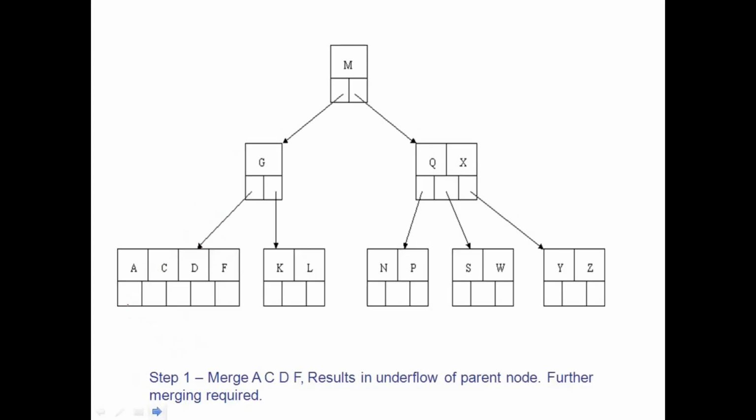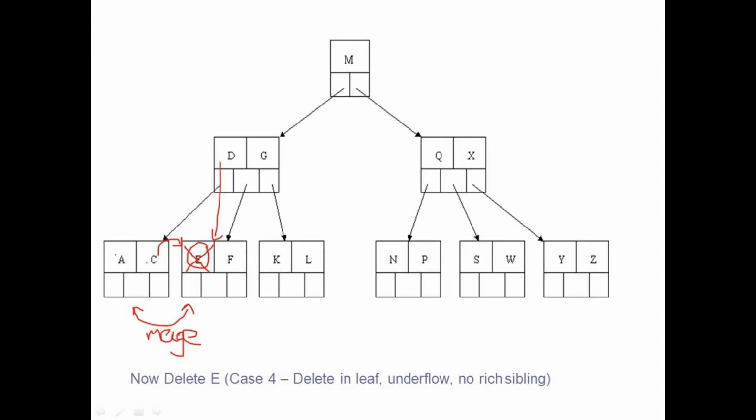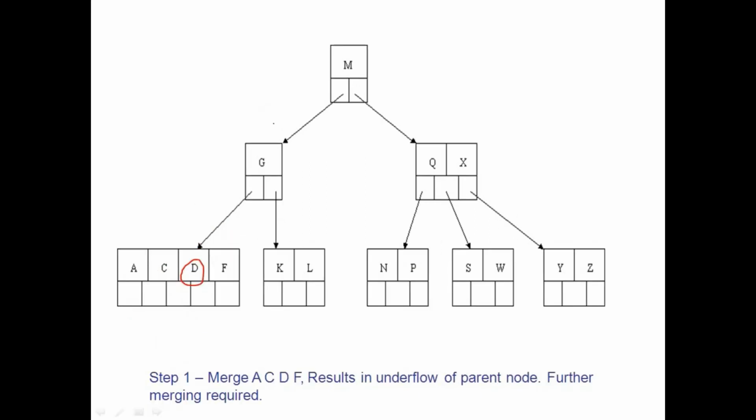So the resulting tree will be like this. Just D is pulled down. You can see D was the parent. E is deleted, and we get A, C, D and F after merging and pulling down. So this is the resulting tree.